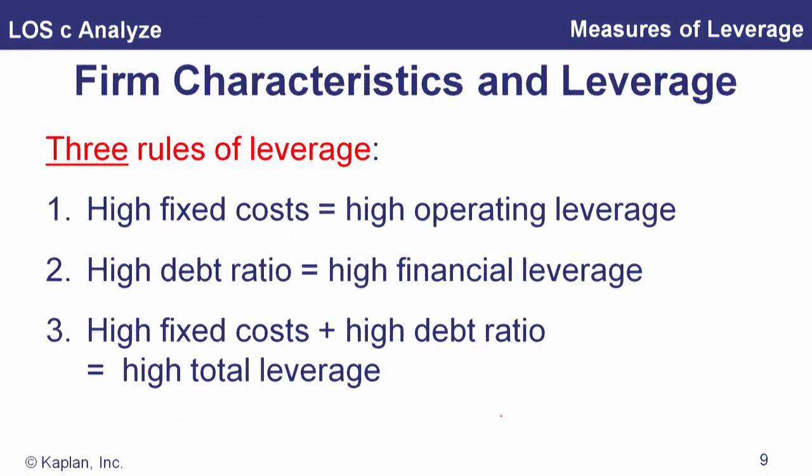So some rules about leverage. High fixed costs, high operating leverage. Sounds reasonable from what we've seen. High debt ratio, high financial leverage. And high fixed cost plus high debt ratio gives us high total leverage. Sometimes we see companies that have low operating leverage tend to take on more financial leverage than firms that have high operating leverage. They don't take on as much financial leverage, to keep their total leverage within a range that we'll say they're comfortable with.